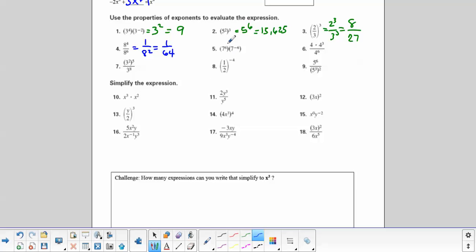Here's a multiplication problem, and I'm going to add the exponents. 6 plus negative 6 is 0. So 7 to the 0 is 1.